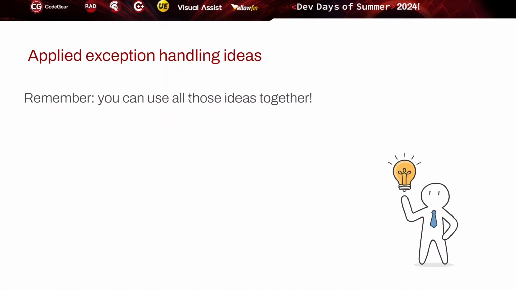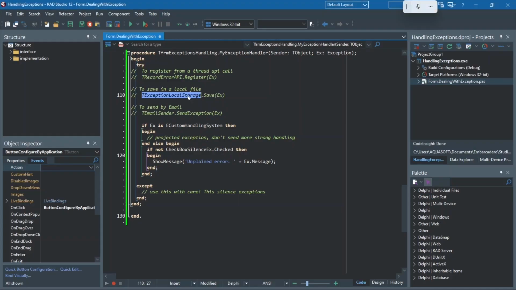And remember, you can use all these ideas together. Usually the exception handling routine in our systems is very complex, very large, because we can have all the storage, all the different handler options in this one routine. So it will not be a simple routine like this one that is just a sample for you, but you can handle all these different situations in only this one routine, only by filling this exception handler.